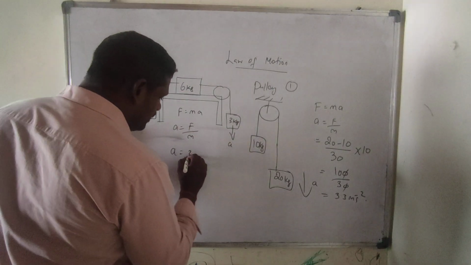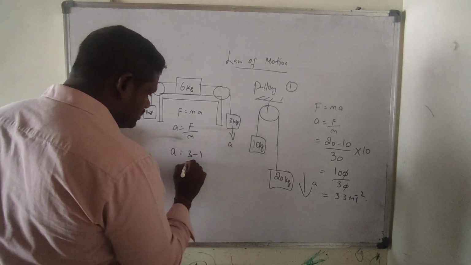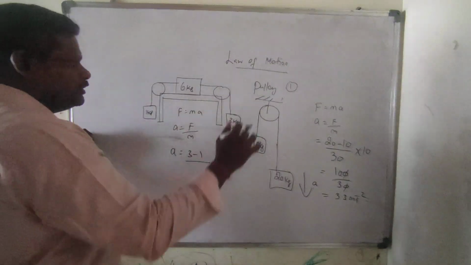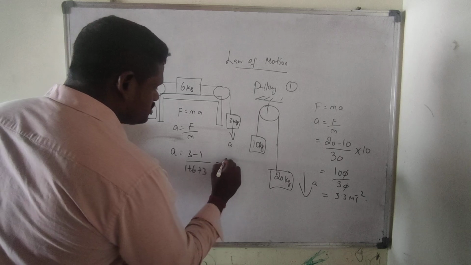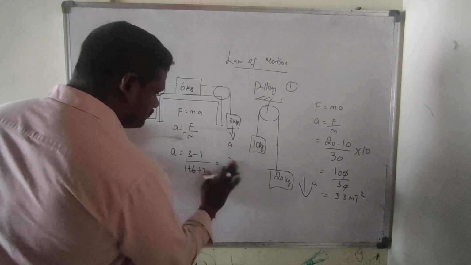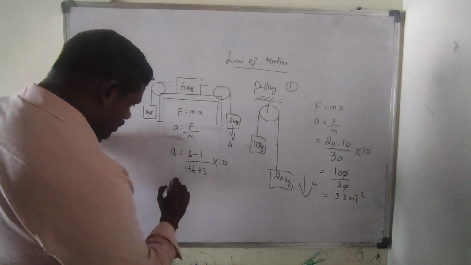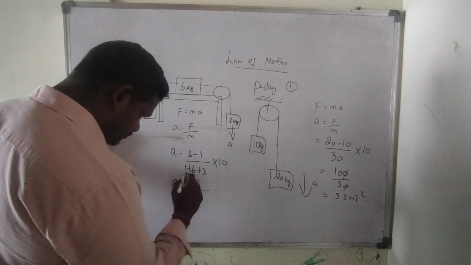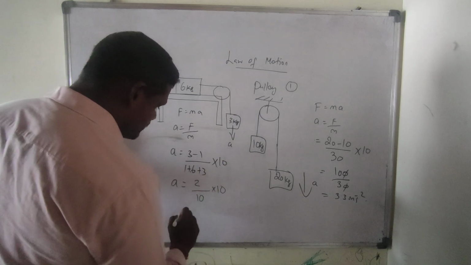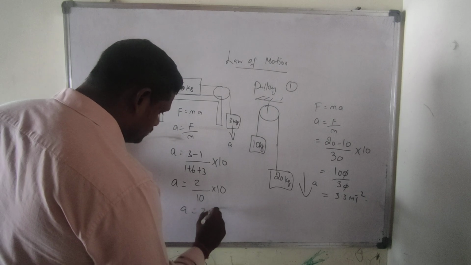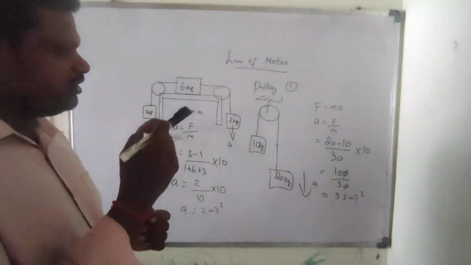So 30, that means 3 minus 1, divided by the total mass, 1 plus 6 plus 3, that means 2 by 10, into gravitation 10. Acceleration is equal to 2 by 10 into 10. So this acceleration gives 2 meter per second square. That's all. So there's a small difference here.